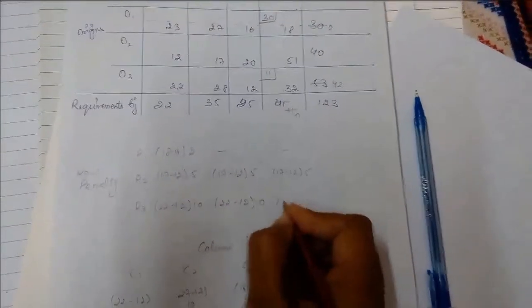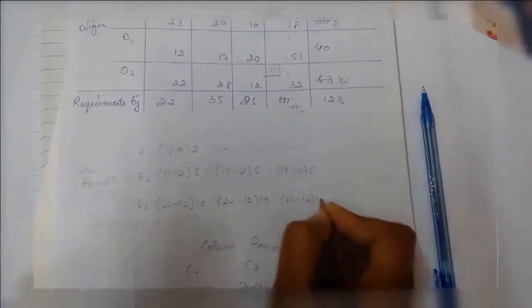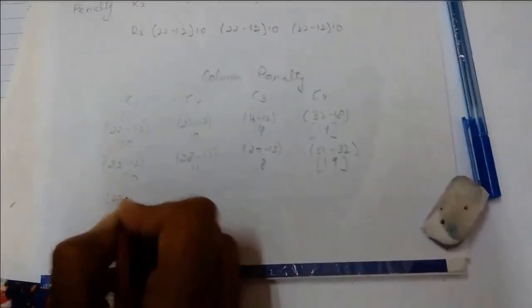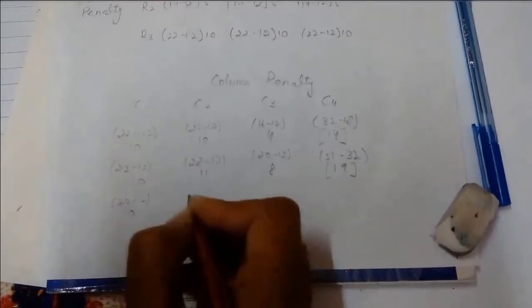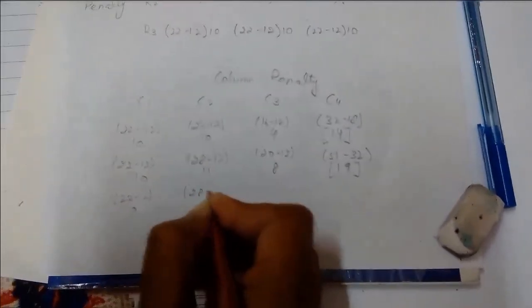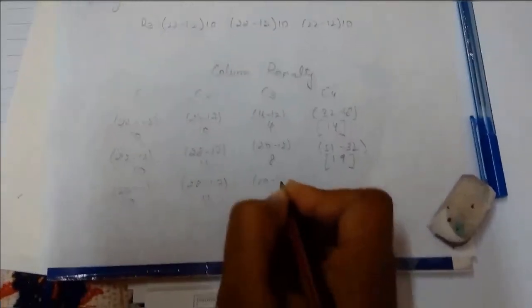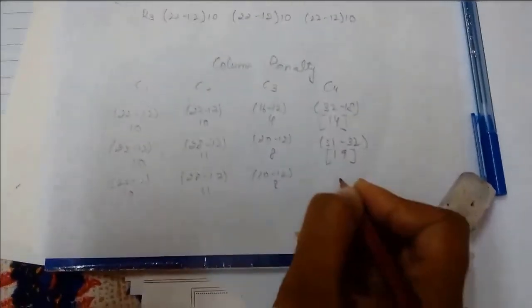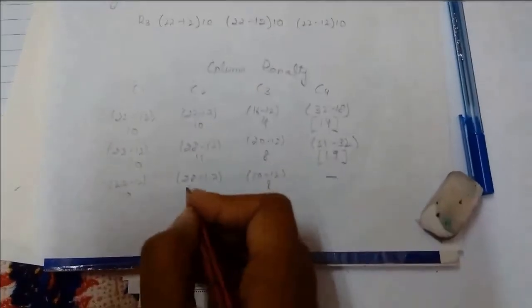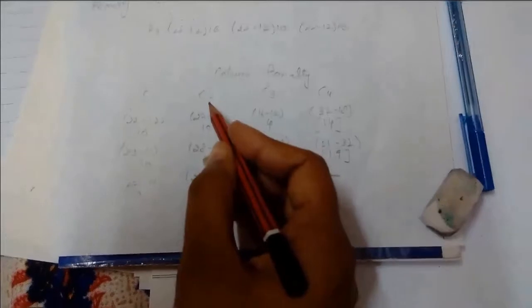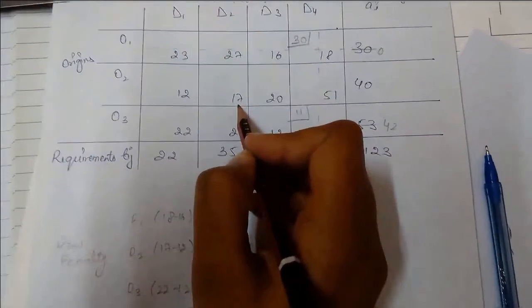So 17 minus 12, again 5, and 22 minus 12, again 10. Penalties, 22 minus 12, again 10, 28 minus 17, 11, 20 minus 12, 8, and this column will be blank. Now the highest number we get is this 11. So we will use this column, second column. Now in the second column, the lowest number is this 17.